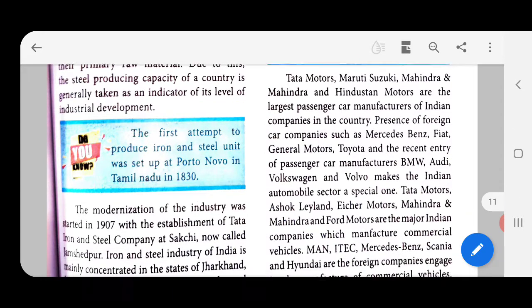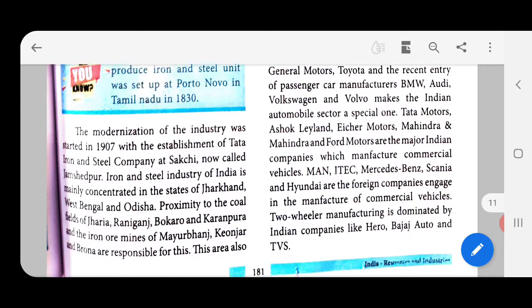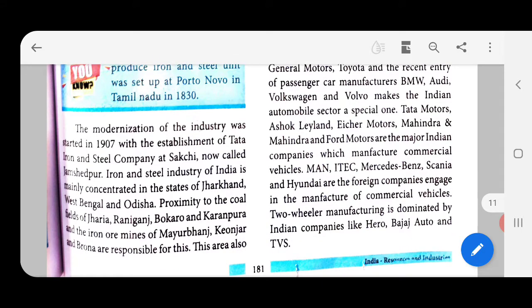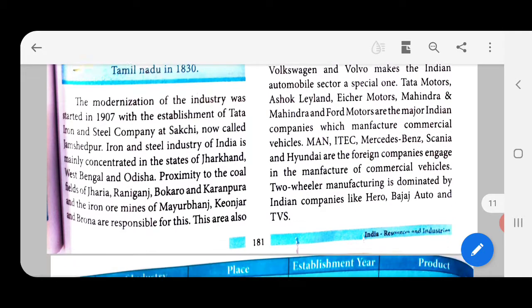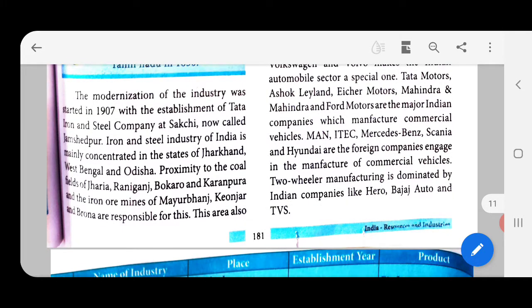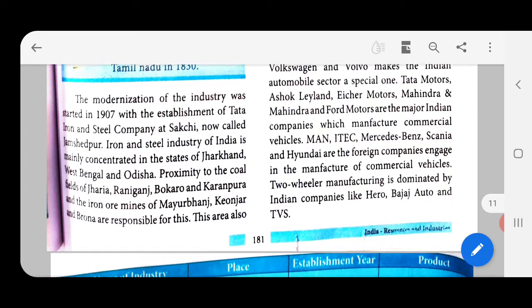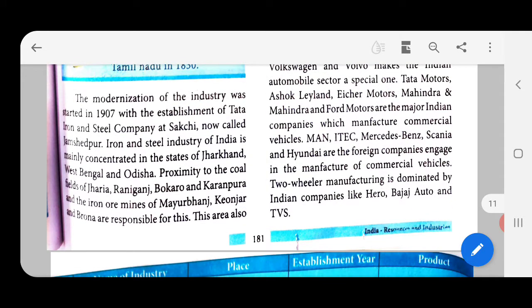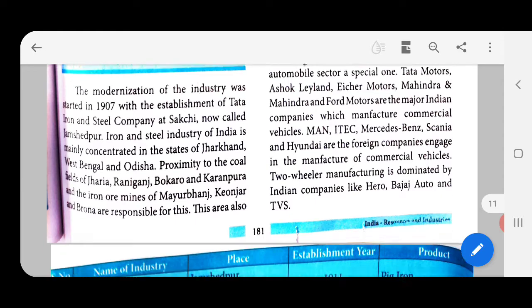The modernization of the industry was started in 1907 with the establishment of Tata Iron and Steel Company at Sakchi, now called Jamshedpur. So, now we all have heard of Tata Steel. They started at which place? Jamshedpur. At that point it was called Sakchi. Iron and steel industry of India is mainly concentrated in the states of Jharkhand, West Bengal and Odisha. So, you can find more of it in Jharkhand, West Bengal and Odisha.